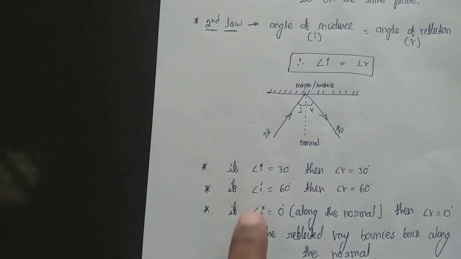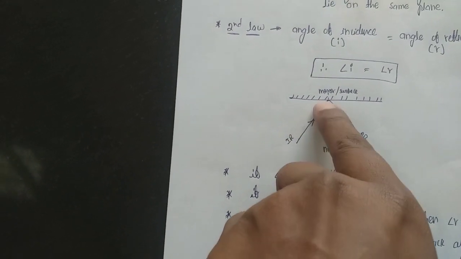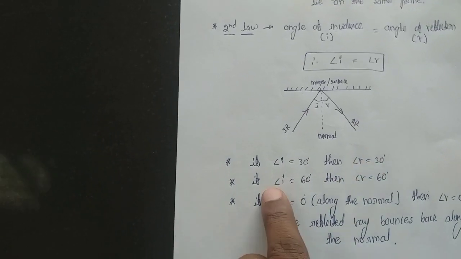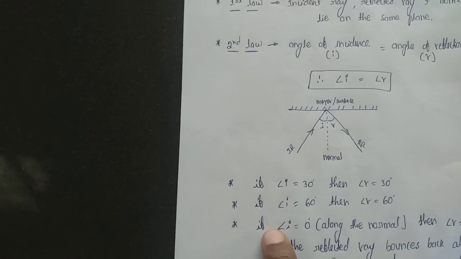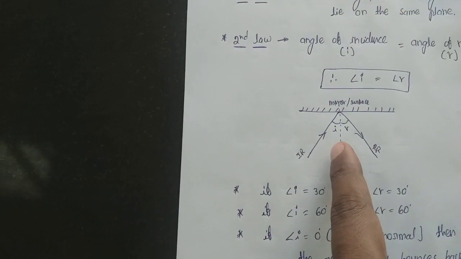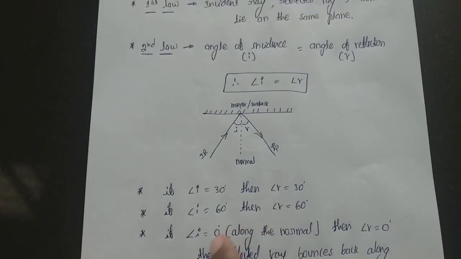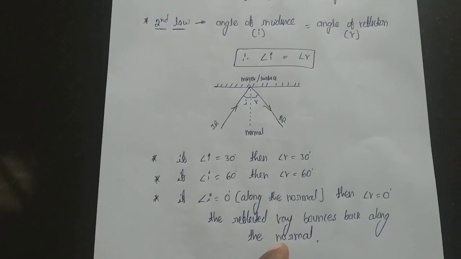Now we will see how the angle varies. If you take the angle of incidence as 30 degrees, then the angle of reflection will be 30 degrees. If you make it 60 degrees, this becomes 60 degrees. And if you take the angle of incidence as 0, that is, you pass a ray along the normal, then it bounces back along the normal. So if the angle of incidence is 0, then the angle of reflection will be 0.